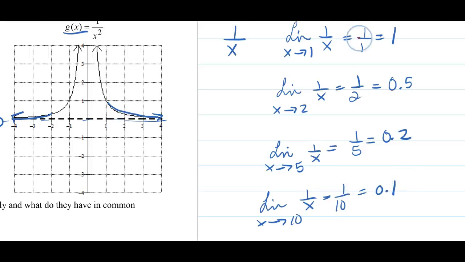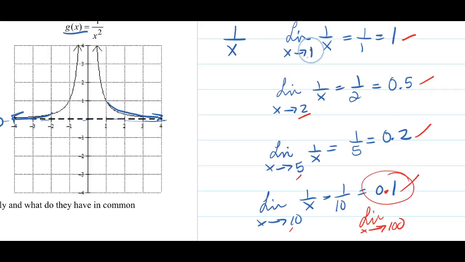Now what trend do we notice if this were a table here? What trend do we notice about the values we get out? For x approaches 1, we got 1 out. For x approaches 2, we got 0.5 out. As x approaches 5, 0.2. As x approaches 10, 0.1. If I were to take a guess of my limit as x approaches 100, would I expect that result to be larger or smaller than 0.1?